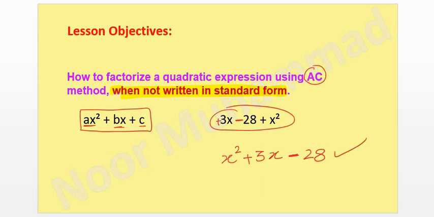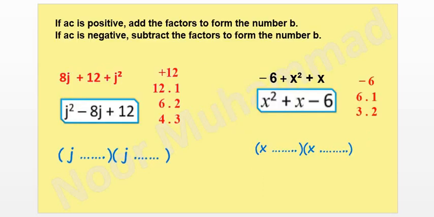So let's see what type of questions we are going to have. As you can clearly see, these are some examples that I have written here. When I look at this expression, again it's not in the standard form. Sorry, I forgot to put the negative sign here. So the first thing that I have to do is rearrange the terms and write them in the standard form. So this is j squared, it's going to be in the beginning, then negative 8j will be the next one, and this constant number positive 12 is going to be in the end.